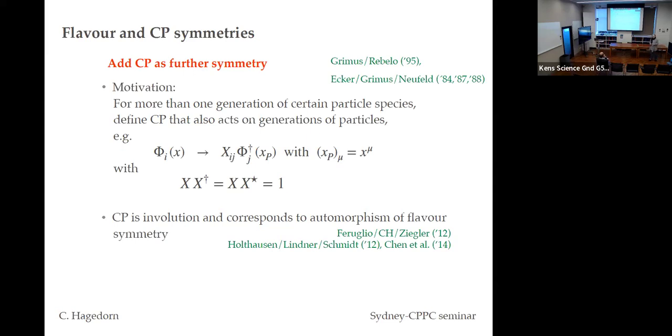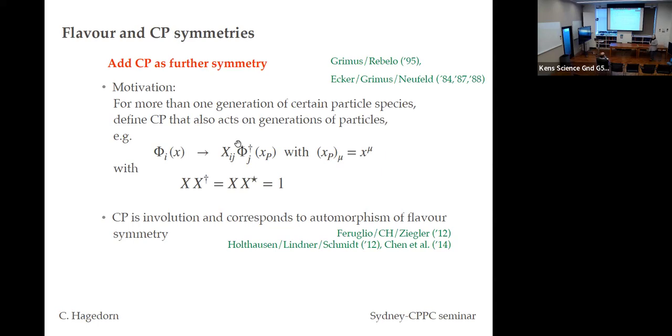The easiest thing to do for CP is you say, I have my phi1, it goes to its own CP conjugate, which I call phi1 dagger, and has this. Now the space-time point is going to be XP. But this is not the most general CP you can write down. In principle, you can also just mix, if you want, these generations among each other. And this is what this matrix X Aj does.